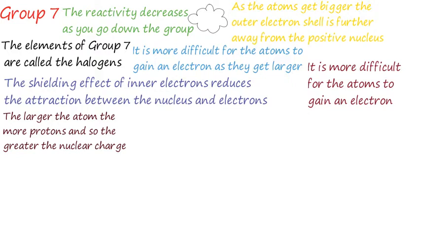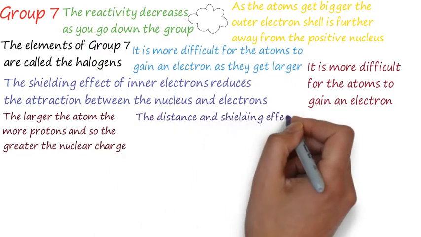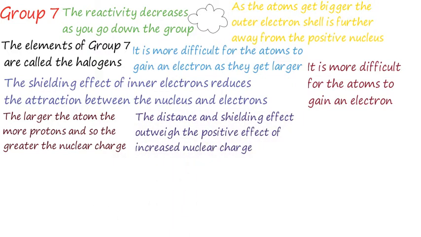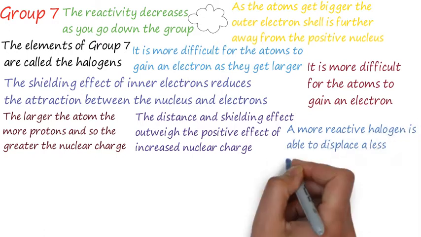This means that there are greater forces of attraction from the nucleus on the electrons, and so in theory, it should make it easier to gain an electron. However, the distance and shielding effect outweigh the positive effect of increased nuclear charge. This is why the elements of group 7 become less reactive as you go down the group.